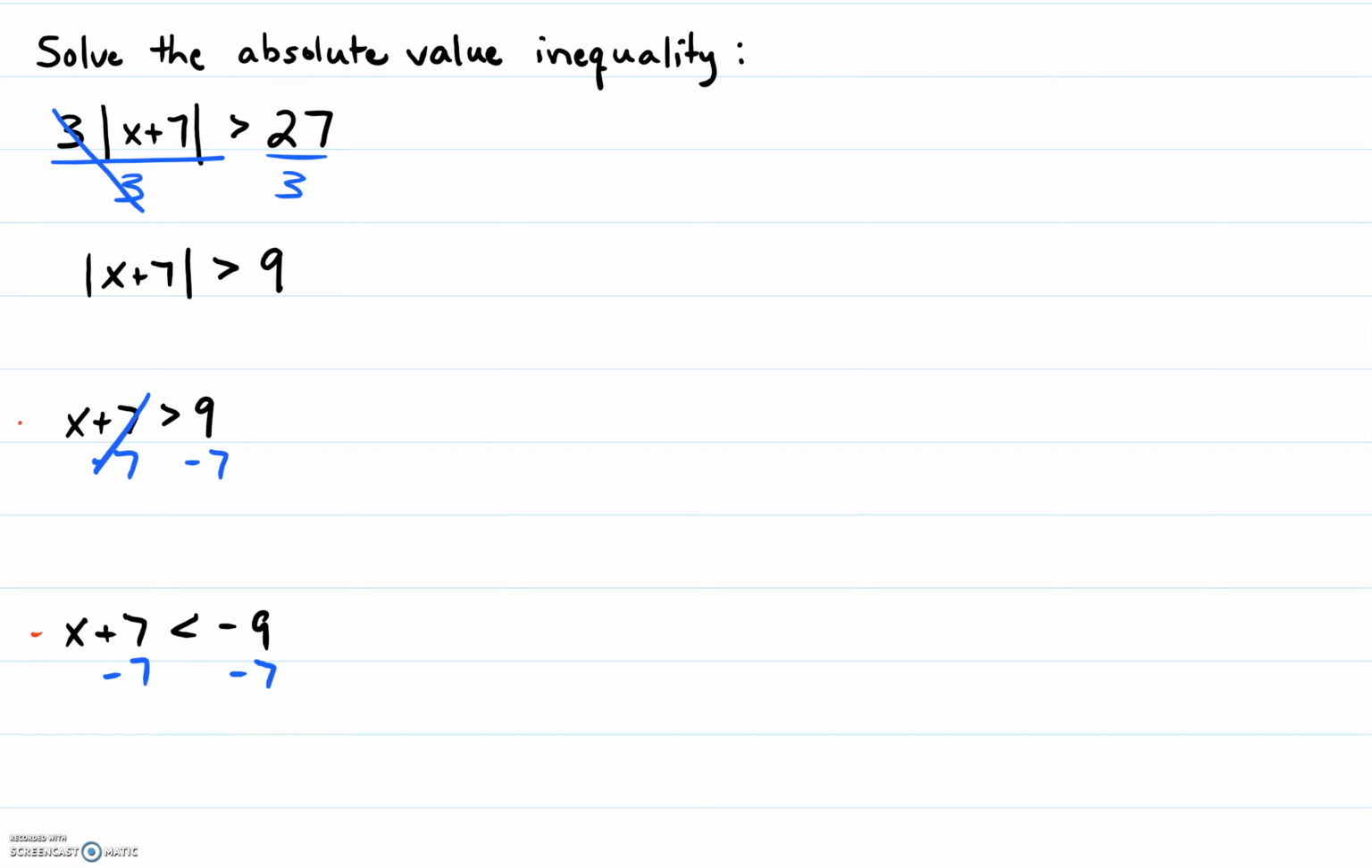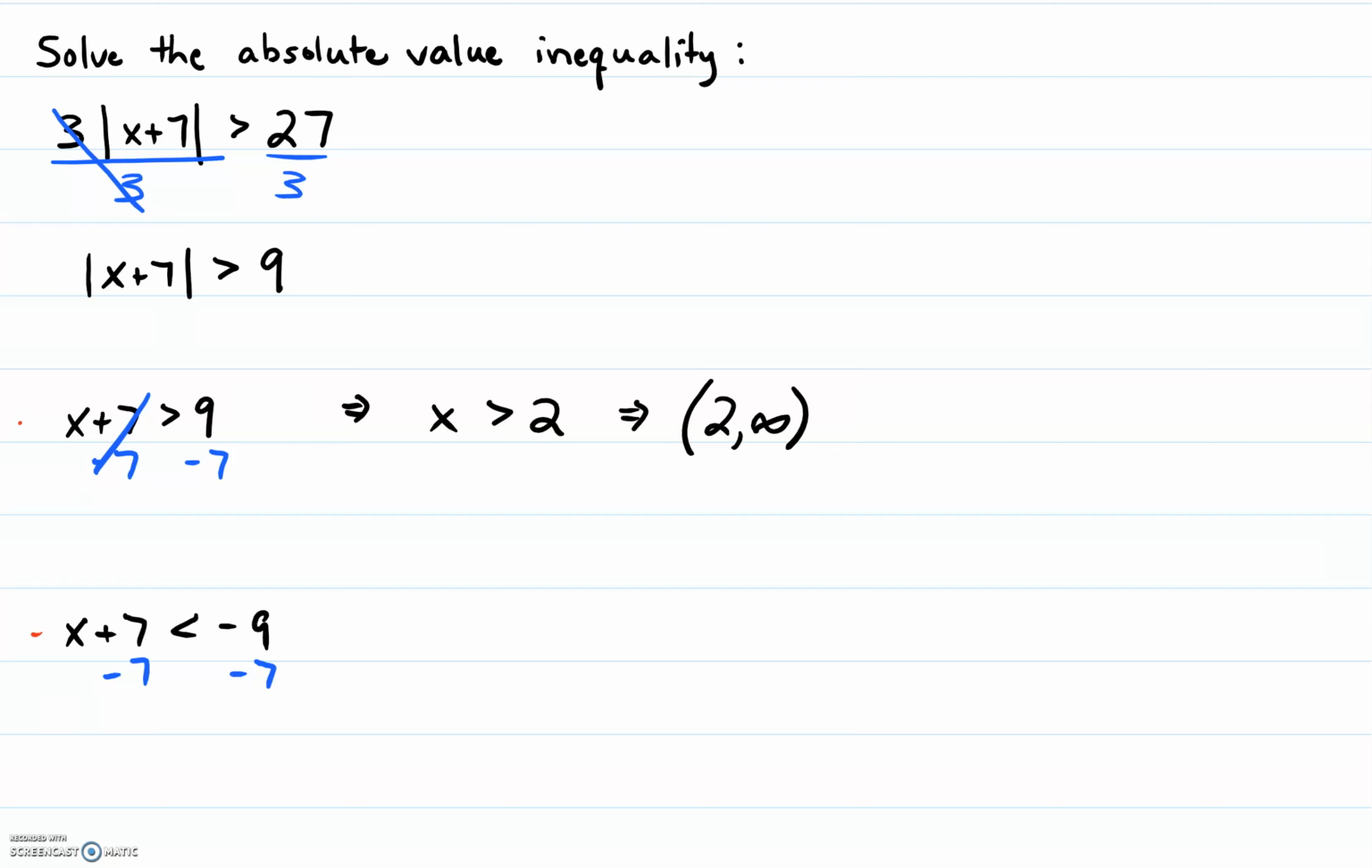In the first one, if we subtract 7 from both sides, it leaves x on the left-hand side, and it's going to be greater than 9 minus 7, which is 2. So we want all the numbers that are bigger than 2. In interval notation, that's everything from 2 all the way to infinity. We're not going to include the 2 because we have a strict greater than. So that's our first interval represented by the solution.